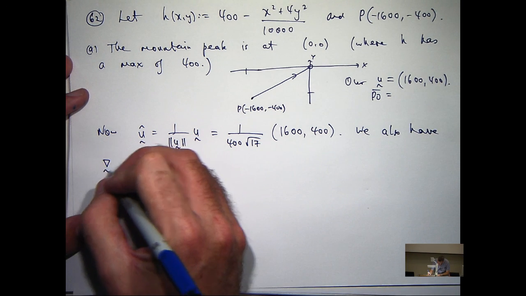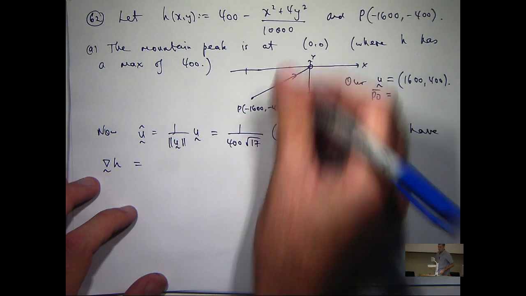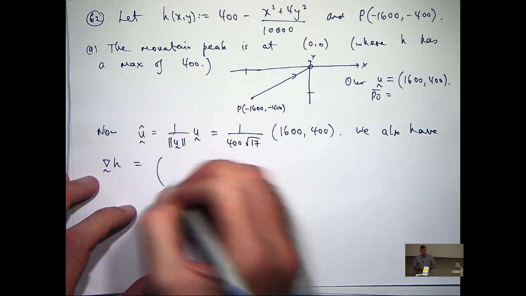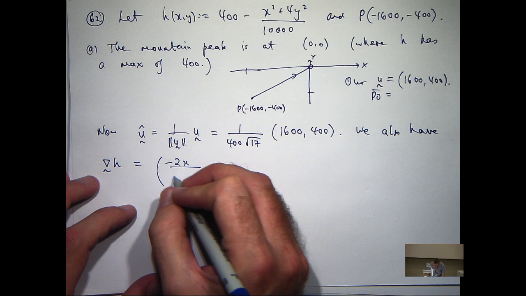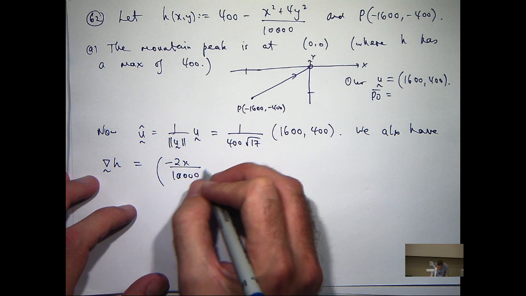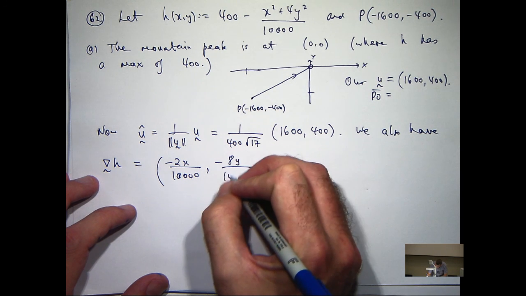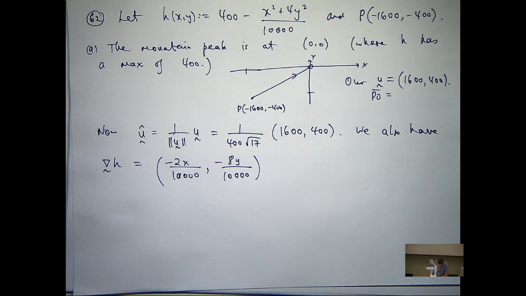So grad h. So let's take the partial derivative. That 400 is going to disappear. So I'm going to get something like this. Now I could have simplified this, but I just chose not to. So at our point of interest, P, we need to plug in our x values at P.